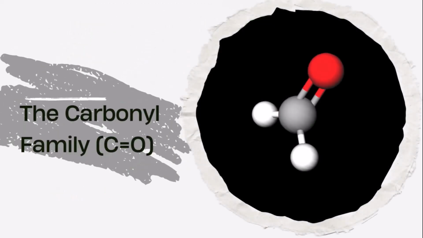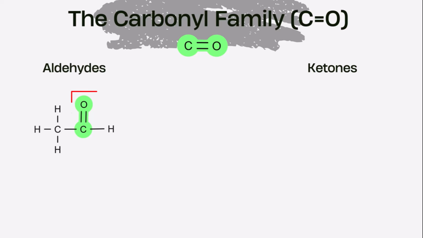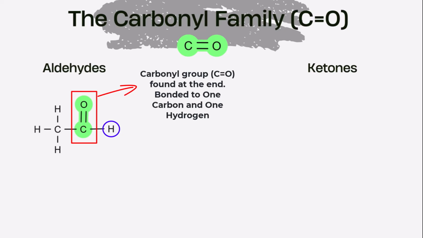Next up, we have the carbonyl family, which is carbon double bonded to oxygen. This carbonyl family has two subfamilies, aldehydes and ketones. In aldehydes, the carbonyl group, which is carbon double bonded to oxygen, is bonded to at least one hydrogen atom. This subfamily is always found at the end of a molecule, just like a family member who prefers staying at the edge of a dance floor. Aldehyde subfamilies are known for their -al endings, like ethanal. So all aldehydes end with -al.